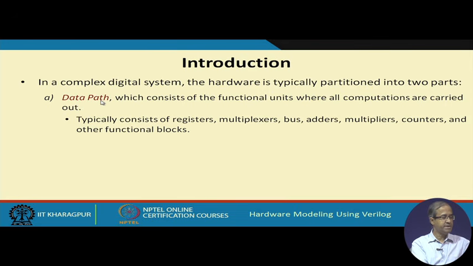So, what is there in the data path? They will typically consist of some registers to store data, multiplexers, buses, adders, subtractors, multipliers, counters and similar functional blocks. In a data path there is a lot of hardware, but we are not specifying exactly what to do with that hardware. Let us say I can tell that there are 3 registers, one adder, one subtractor and one counter, but I am not specifying within the data path exactly how I am going to use them.